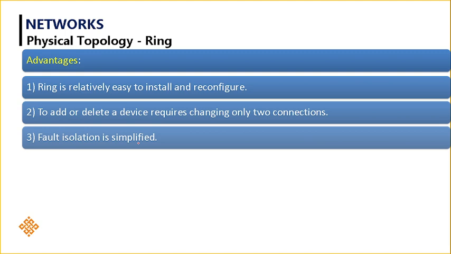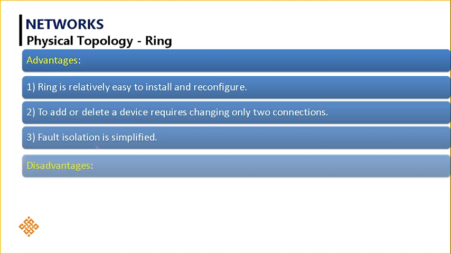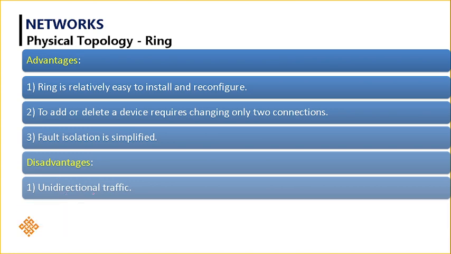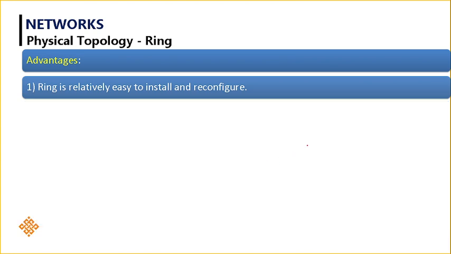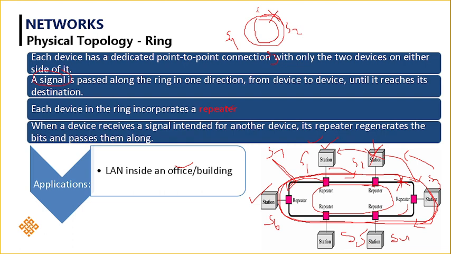Fault isolation is also very simple. You can easily identify if any failure has occurred. The main drawback is that there is unidirectional traffic. That's what I told you. Here the data will be moving only in the clockwise direction. For example, if system 1 wants to transfer to system 6, even though it's its neighboring node, the data should still move through S2, S3, S4, S5 and S6. It should move only in one direction. That is the main drawback.